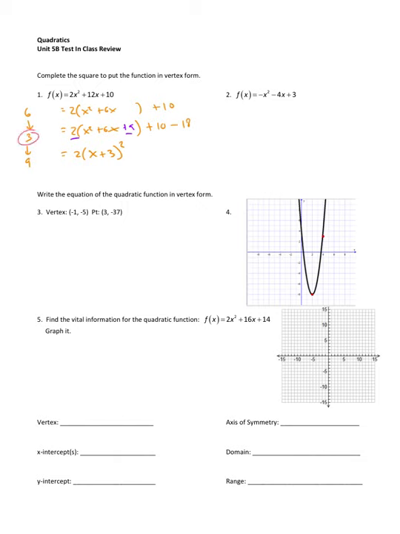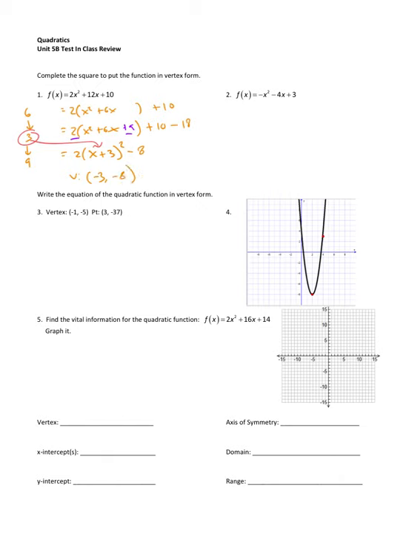Remember, you always use this one there. Minus 8. And it just says put it in vertex form. If we want the vertex, that would be -3, -8.